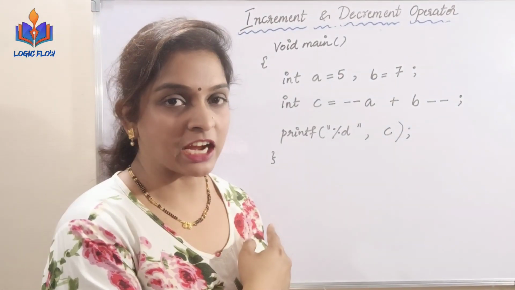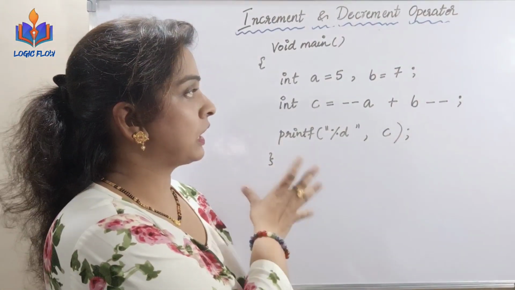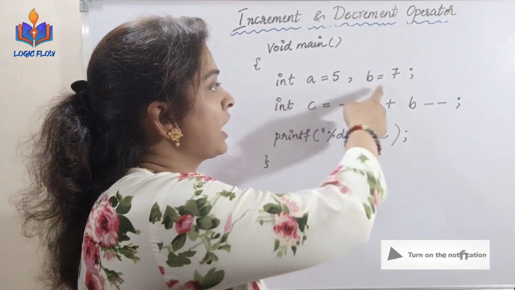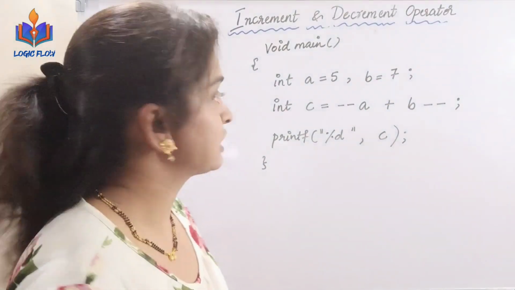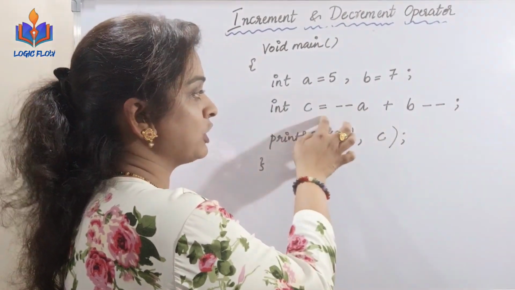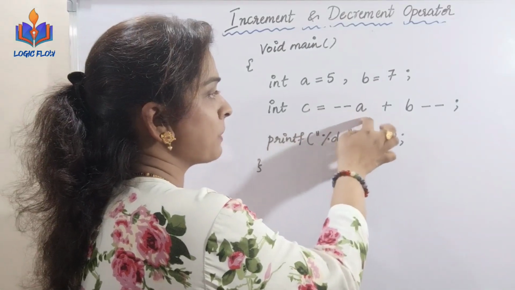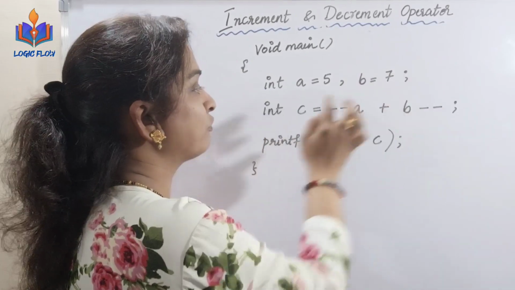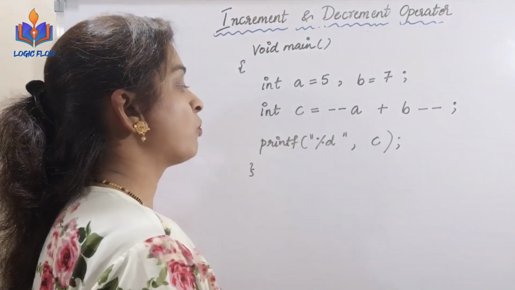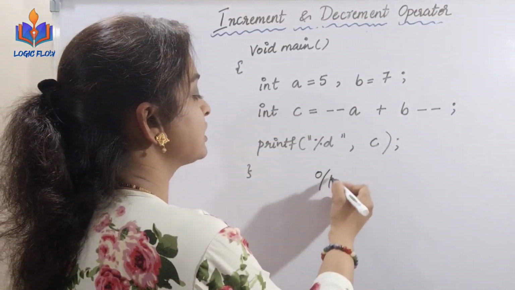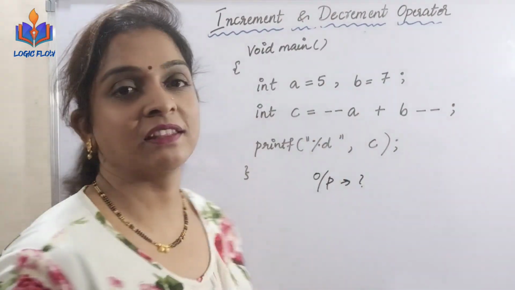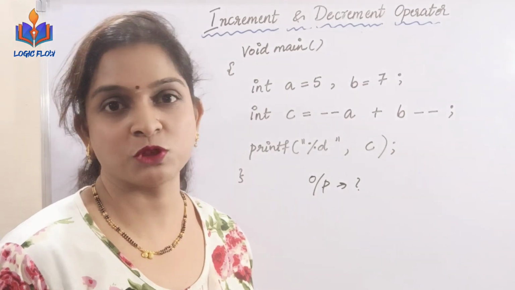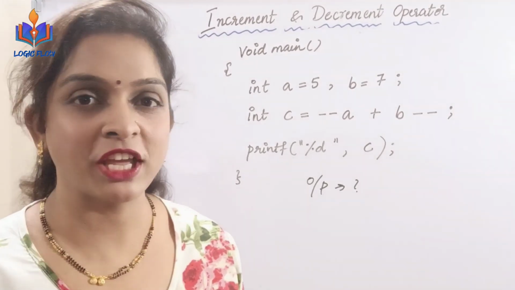Well, here is an assignment for you. I have written a very small program. You have two variables a and b initialized with the values 5 and 7. I say c equal to minus minus a plus b minus minus. You have to tell me what will be the answer stored in c and what is the output for this. Write the answer in the comment box and let me know how well you have understood this prefix and postfix operation.